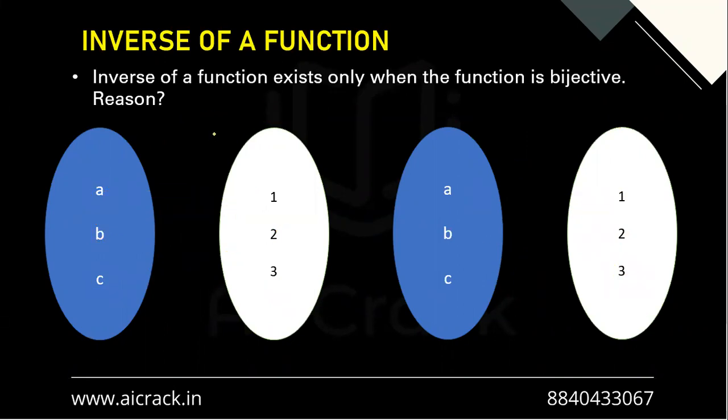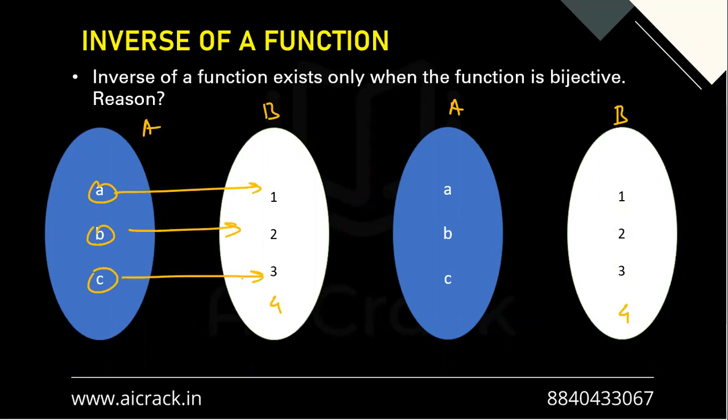Now let's try to define the inverse of a function in the case of an into function. So this is set A, this is set B. Let's add one more element, 4, over here. Now let's try to draw an into function. We can clearly say that this is an into function because every element of A is being mapped to B, which satisfies the basic rule of a function, but 4 is left over. So the codomain is not equal to the range. 1, 2, 3 is the range, but 1, 2, 3, 4 is the codomain.